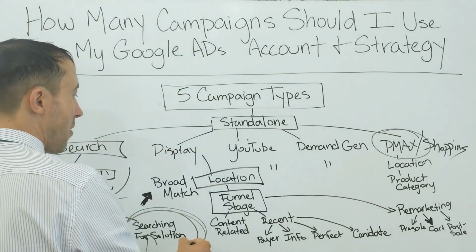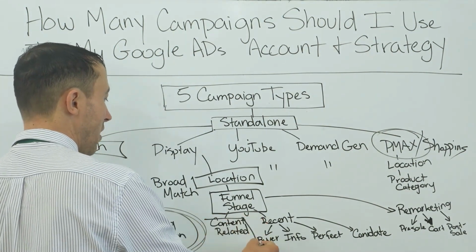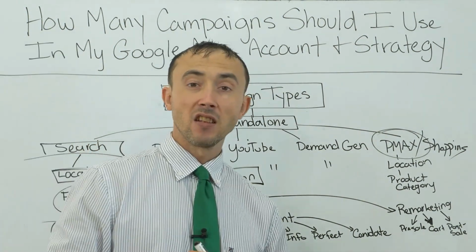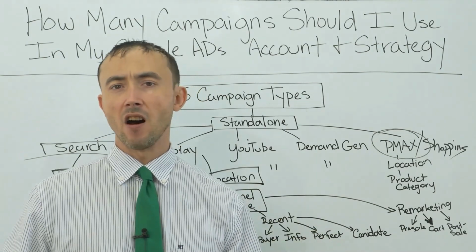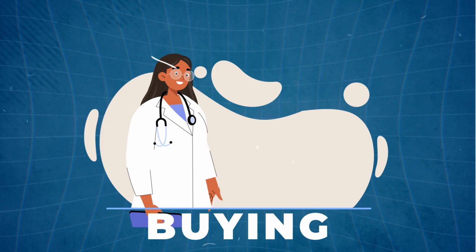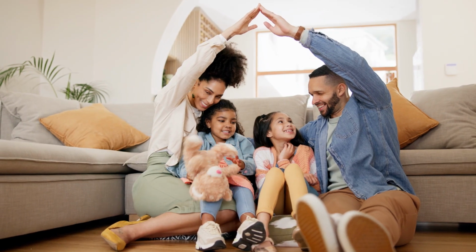And the way that I recommend you do it, the way that I do it, is you're going to create one display campaign targeting content related. That is, if I'm selling life insurance, I'm going to target any website on the display network about life insurance, buying life insurance, and the like, hand selecting pages on the display network to run my banner ads.